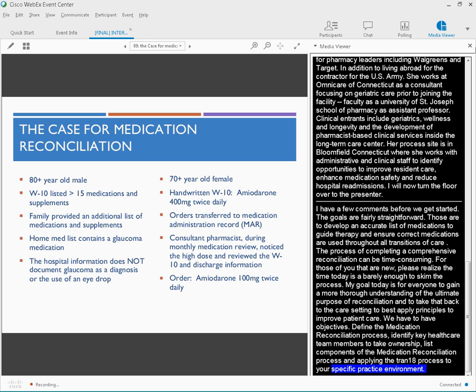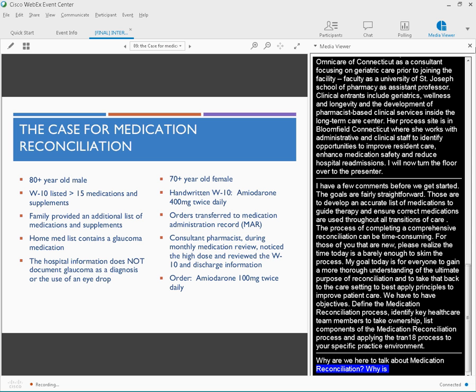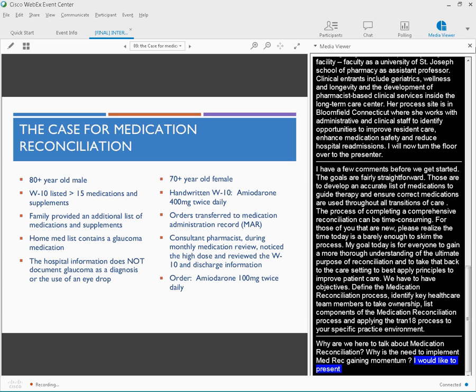So, why are we here to talk about medication reconciliation? What is the need, or why is the need to implement MedRec in the long-term care setting gaining such momentum and a sense of urgency right now? So I'd like to present you with two simple scenarios that are somewhat representative of common long-term care patient admissions.